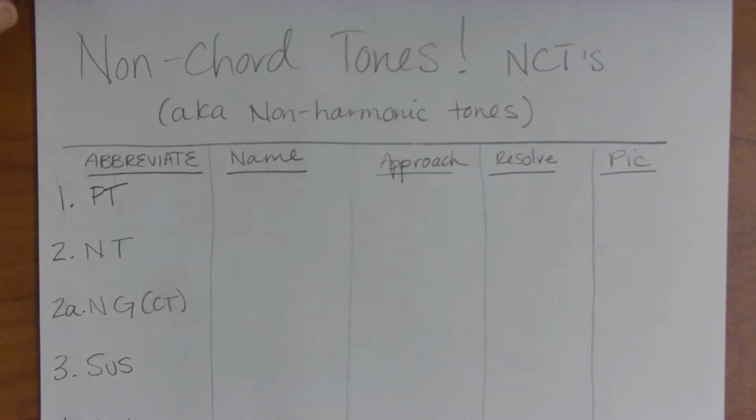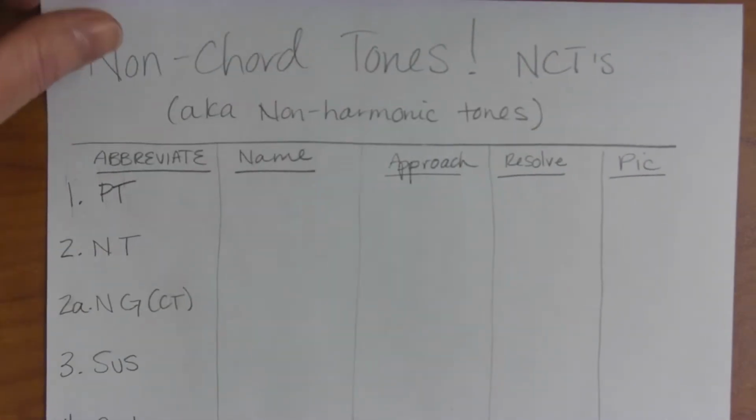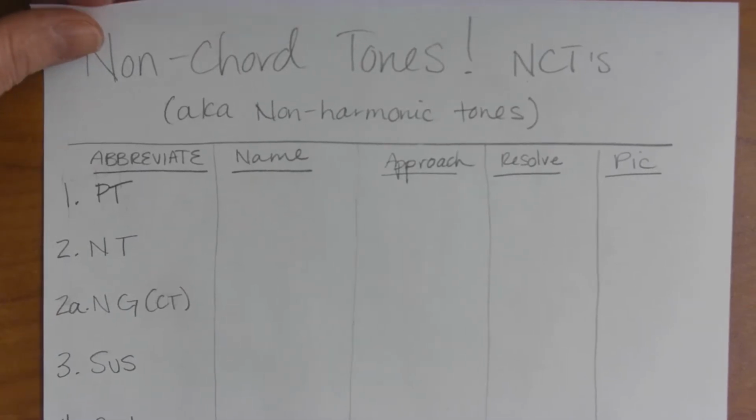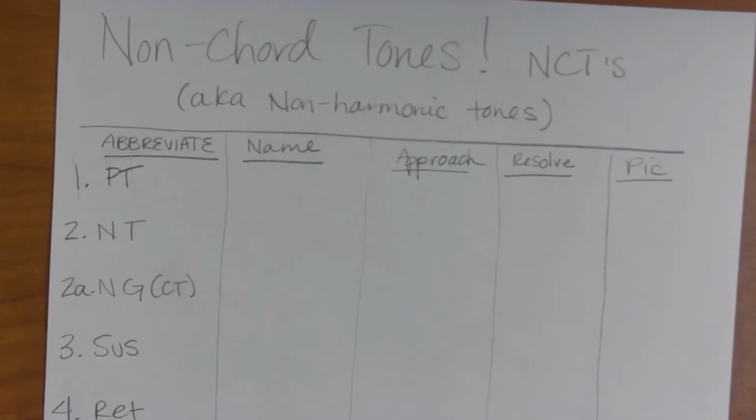so I'm going to call that 2A. Number 1, PT, 2, NT, 2A, NG, also known as CT, which we'll get there. 3 is SUS. 4, RET, 5, APP, 6, ET, and 7, PED. Okay, so pause if you need to get your chart set up, and then we will get going. All right, here we go.